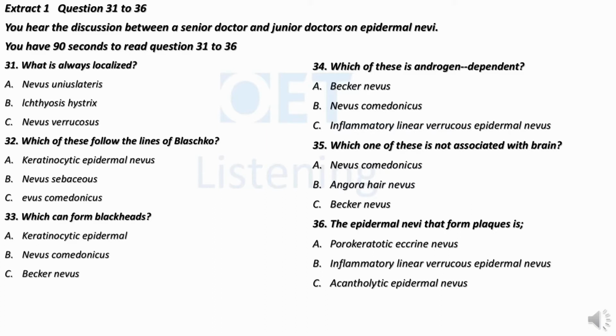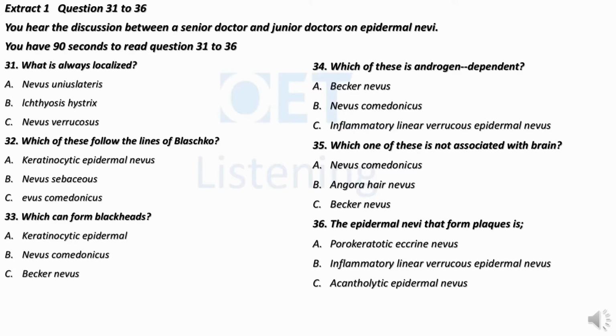The Becker nevus is a dark patch of hairy skin that appears like a checkerboard shape, becoming larger and darker after puberty due to its androgen-dependent nature. Often it is found on the upper part of the back or on the shoulders. It is linked with other skeletal-muscular defects, forming the Becker nevus syndrome.